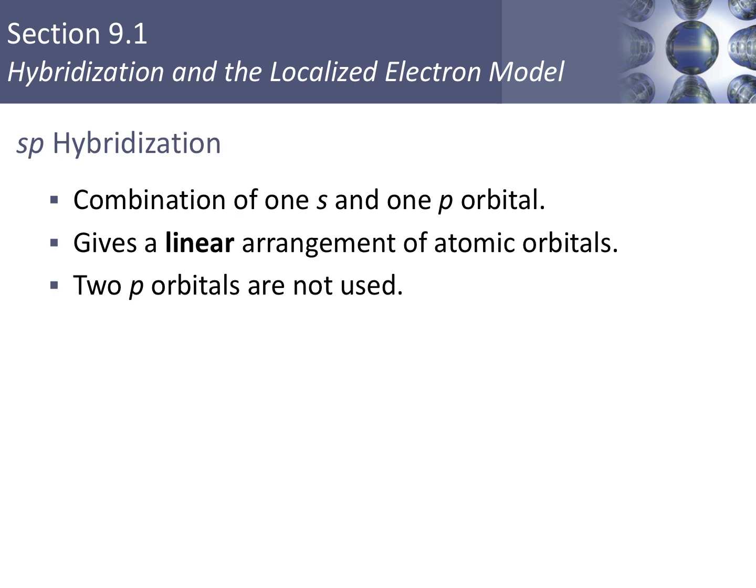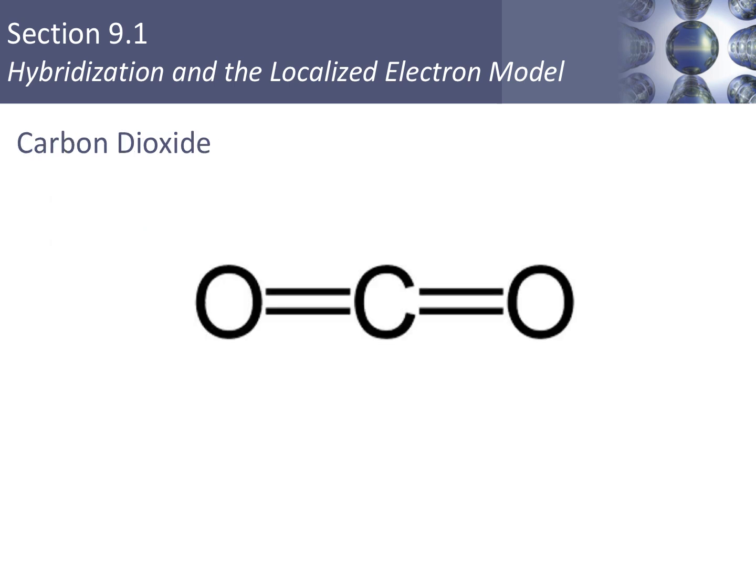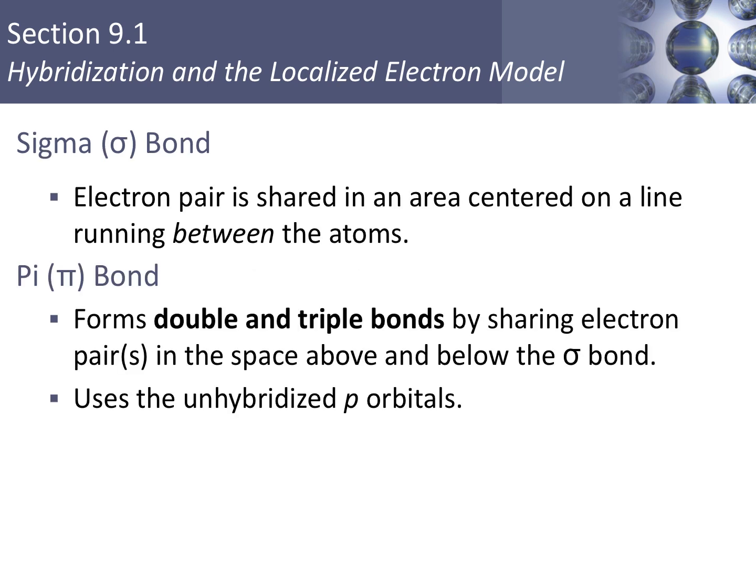With sp hybridization, we combine together 1 s and 1 p orbital. 2 p orbitals are not used, or not hybridized, and we usually associate sp hybridization with a linear shape. For example, in carbon dioxide, we see this linear shape, and we would say that the carbon is sp hybridized. Carbon dioxide also has 2 double bonds. Let's discuss that a little bit more thoroughly.